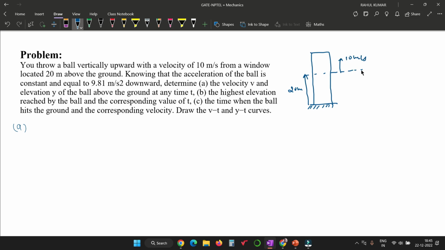Okay, so let's see. In this type of problem, any kinematics problem, first you have to assume a coordinate system. I'm assuming that the foot of the tower, the foot of the building, I am putting here as a reference point. So in this direction it is positive x, it is positive y, and it is negative x, and negative y.